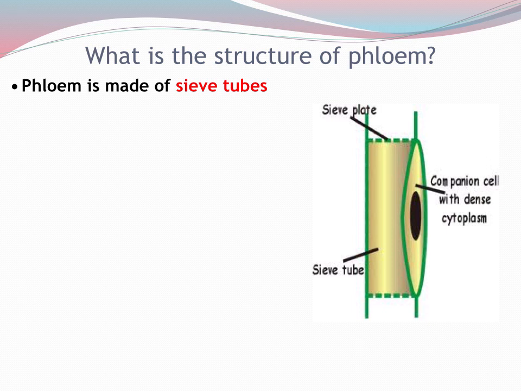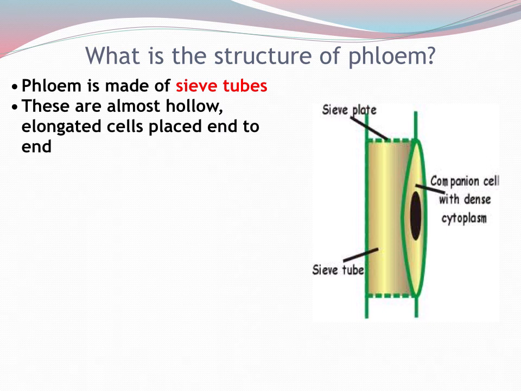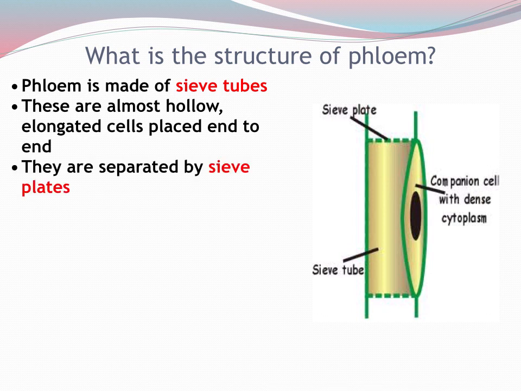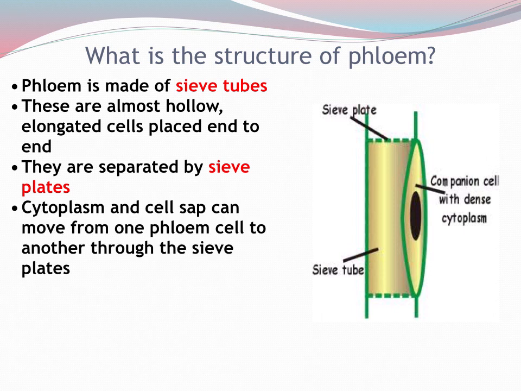Now the sieve tubes are almost hollow, elongated cells placed end to end. They are separated by sieve plates, which are perforated cell walls through which cytoplasm and cell sap can flow. So phloem tubes have got no nuclei and very few organelles. Cytoplasm and cell sap can move from one phloem cell to the other through the sieve plates.